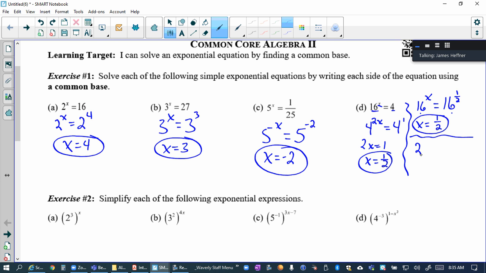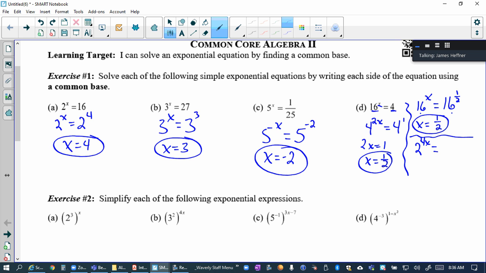So 2 to what power gives you 16? 2 to the 4th power, right? So 16 to the x can be rewritten as 2 to the 4x. You with me?